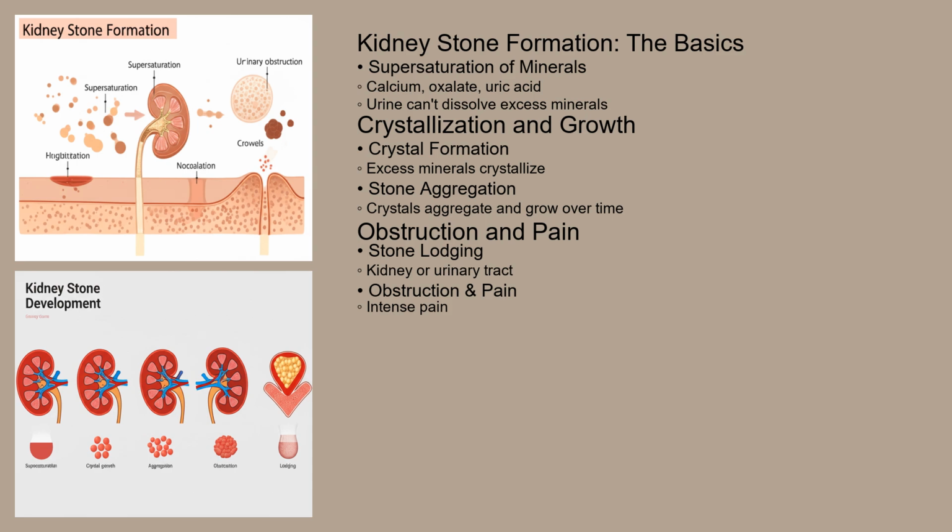Now, let's talk about how kidney stones actually develop. It all starts with supersaturation of minerals like calcium oxalate or uric acid in the urine. This means there's more of these substances than the urine can normally dissolve. These excess minerals then crystallize. These tiny crystals then aggregate and grow over time, eventually forming a stone. These stones can then lodge themselves in the kidney or urinary tract, causing obstruction and intense pain.